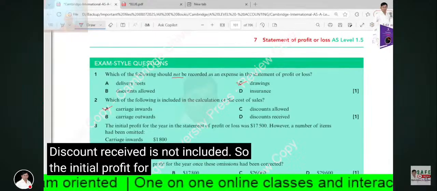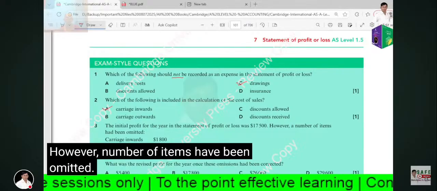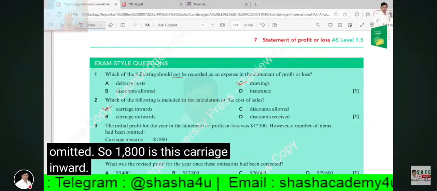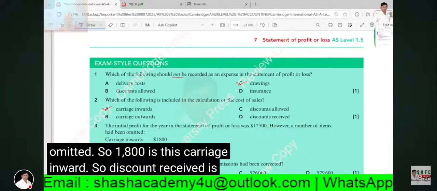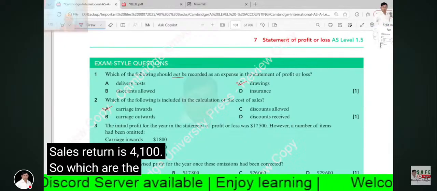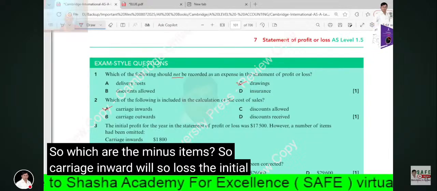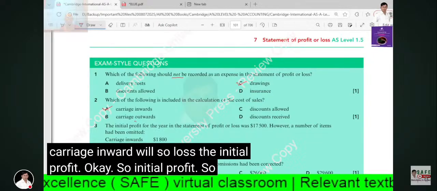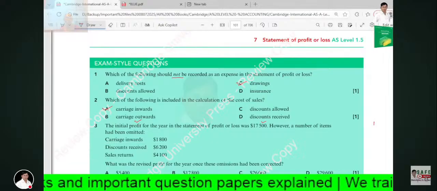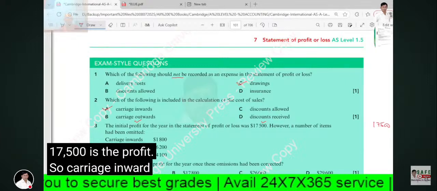The initial profit for the year in the statement of profit or loss is 17,500. However, a number of items have been omitted. So these all items have been omitted. 1800 is carriage inward, discount received is 6200, sales return is 4100. Which are the minus items? So the initial profit is 17,500. Carriage inward is 1800.